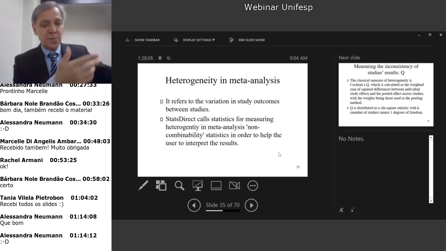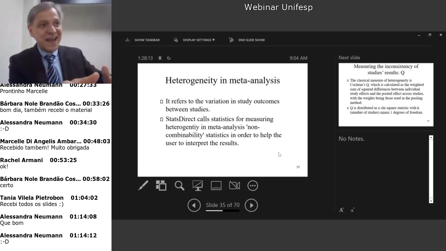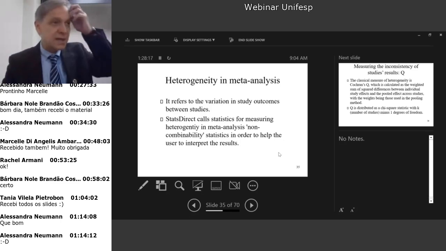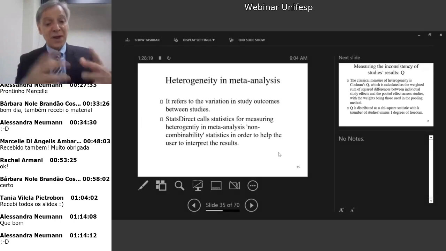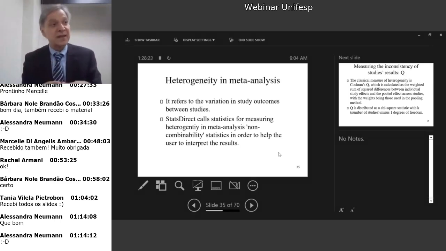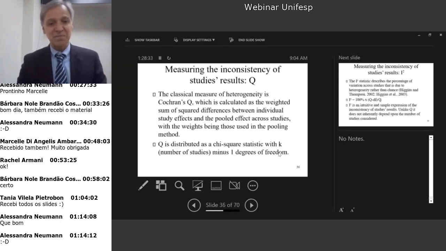But hey, that group of studies shows the table: CVD mortality, CVD incidence, coronary heart disease death, coronary heart disease incidence. They're not the same outcome, but I assume they're all the same, okay? So when you have a situation like that, heterogeneity matters. I need to measure that, and it's going to affect how I interpret this. That's why StatDirect calls them non-combinability statistics, the heterogeneity measures.